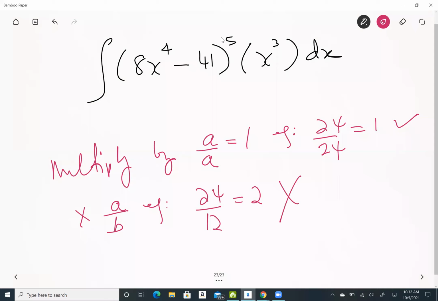So I cannot. Because if you multiply by anything other than 1, that is going to change the equation, which we are not supposed to do. We cannot change the equation. The equation must be equivalent. So the one way to do it is to multiply by something which is equal to 1.